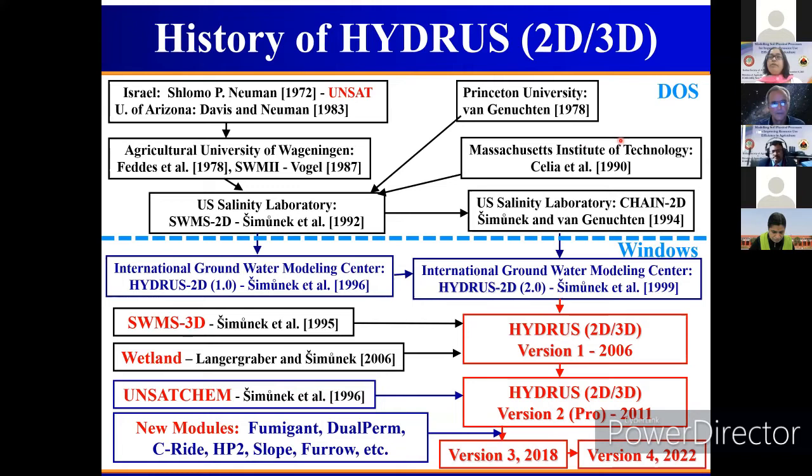You can also see that we track our history all the way back to the work of Shlomo Neuman some 50 years ago, when he developed one of the first finite element models for simulating flow in the unsaturated zone, which was called UNSAT. And you can see that about 25 years ago, just in the middle of that time, from the work of Shlomo Neuman to today, we started developing these graphical user interfaces. And today we are at version 3, and we are planning to release version 4 next year.